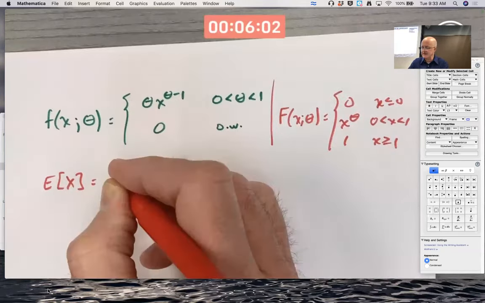Question: why is that one theta in the PDF and then the CDF is x? Oh, mistake. Sorry. That should be an x. Theta can't be negative. Theta does have to be positive, but that's the only restriction on theta.